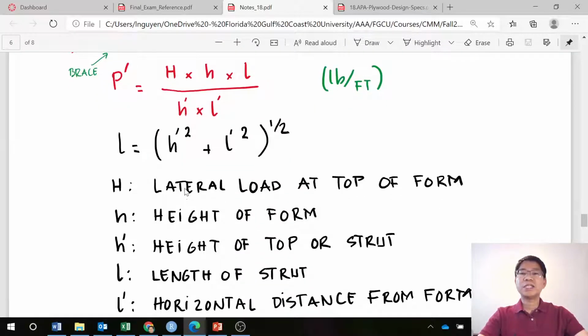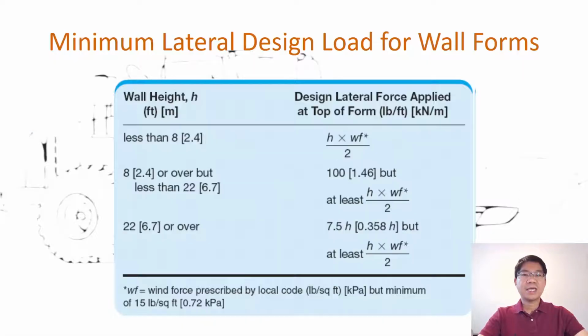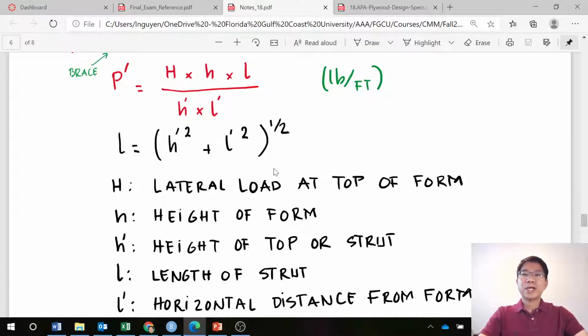In this case, H is the lateral load at the top of the form, and that is available in the slide that you have here. The minimum lateral design load for the gang forms depends on the gang height, h small, if it's less than 8 feet, between 8 and 12, or more than 12 feet in height. The equation is available, as you can see here, for the design lateral force applied at the top of the form in pounds per foot or kilonewtons per meter. So that is H capital.